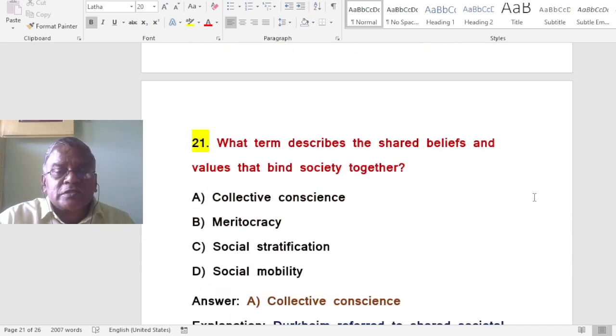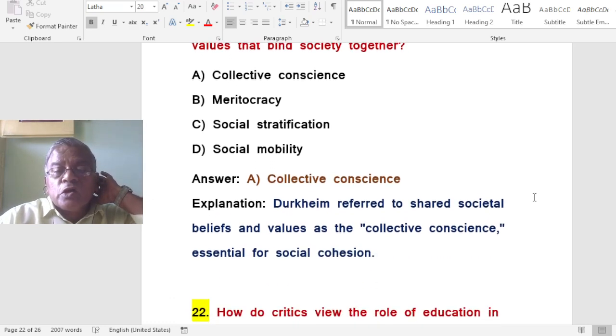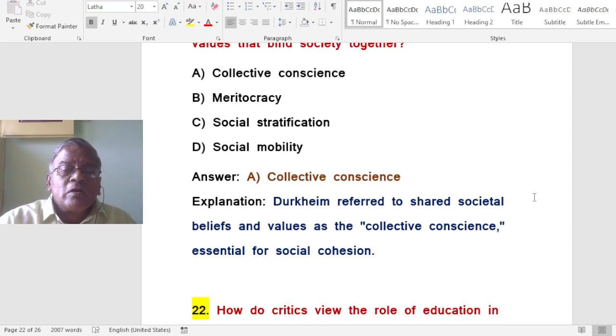What term describes the shared beliefs and values that bind society together? Collective conscience, meritocracy, social stratification, social mobility. Collective conscience. Durkheim referred to shared societal beliefs and values as the collective conscience, essential for social cohesion, social unity.